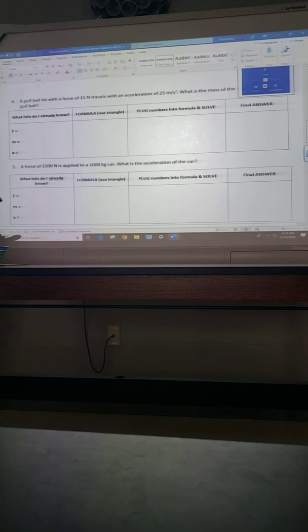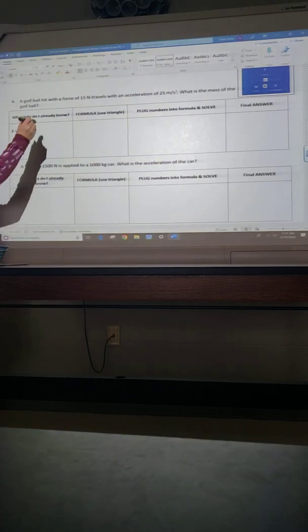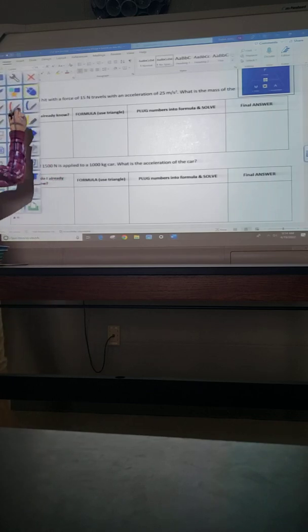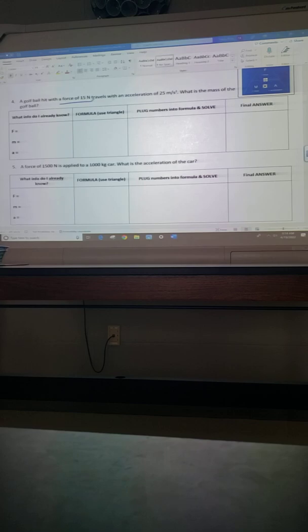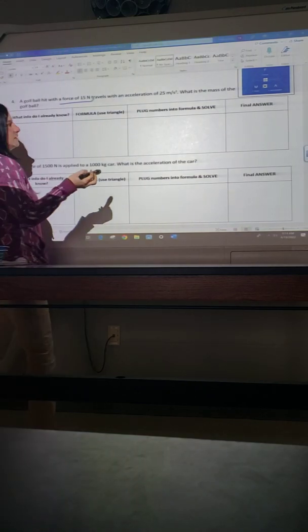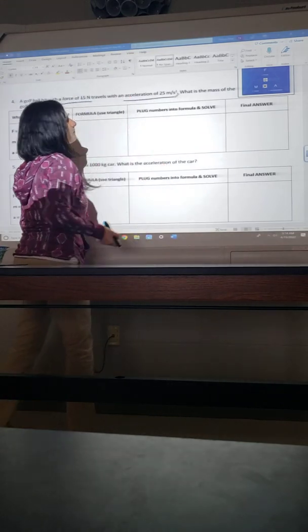Okay, so a golf ball is hit with a force of 15 newtons and travels with an acceleration of 25 meters per second squared. What is the mass of the golf ball? So, John, what is a piece of information in this problem that's given to us? 15 newtons. Very good. So, I'm going to underline 15 newtons. And, let's see, Kate, what else is given? Acceleration is 25.